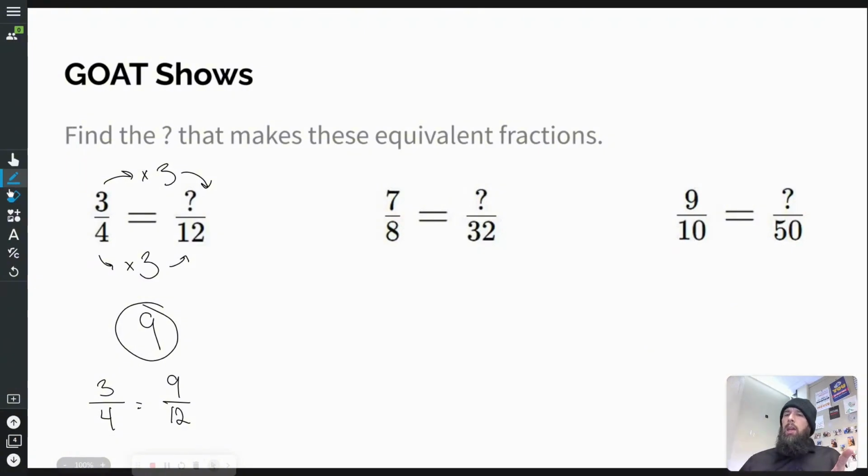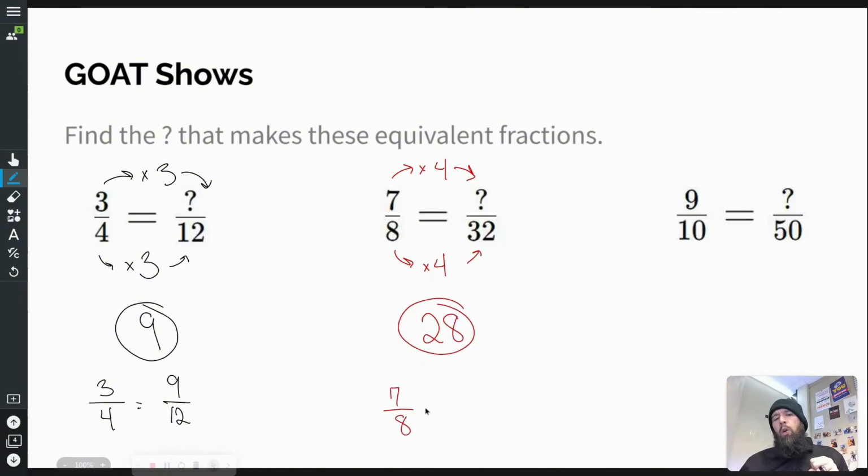Let's do it again. I have 8 and 32. How can I go from 8 to 32? Well, I can multiply by 4. 8 times 4 is 32. So I'm going to do 7 times 4 up here and get 28. So at the end of this problem, I can say that 7 over 8 is equal to 28 over 32, and those are equivalent fractions.